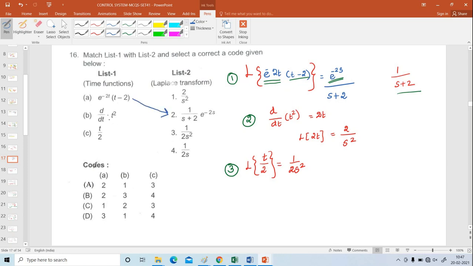Next, d by dt of t square. First of all, I have to apply the differentiation. What is the differentiation of t square? That is 2t. Then apply the Laplace transformation. L of 2t is 2 divided by s square, because for t power n the transform is n factorial divided by s power n plus 1.